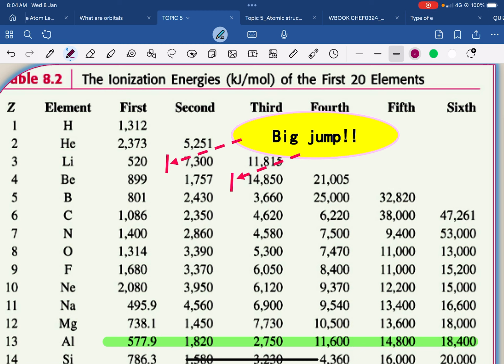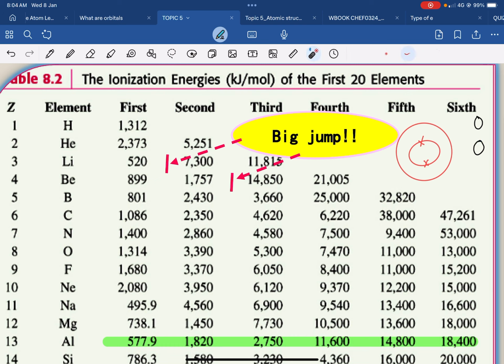So kalau beryllium, kalau kita lukis, dia ada 2 inner electron, and then dia ada 2 outer electron, betul tak? Alright, so ada 2 outer electron. So what I'm saying here is that the first one, you need 899 kilojoule energy to take out the first electron. The second one is 1700 kilojoule.